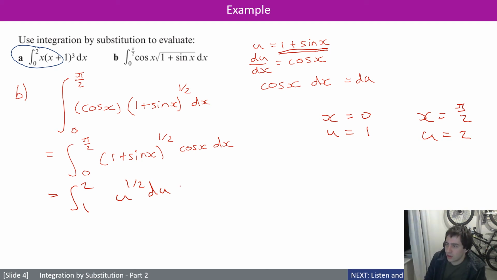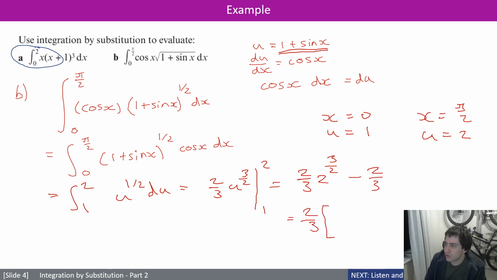And that's exceedingly simple. We now just have 2/3 u to the 3 over 2, evaluated from 1 to 2. So that's 2/3 times 2 to the power of 3 over 2, minus 2/3. And we can then even write this as follows. Let's make it look a bit less confusing. 2 to the 3 over 2 is just square root of 2 cubed. Well, in this case 2 root 2.